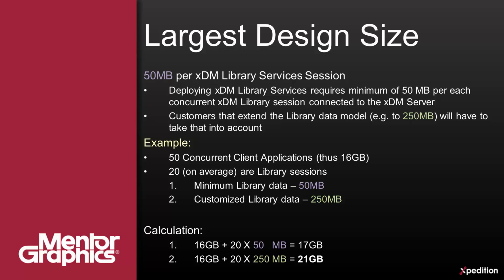Here is an example. Out of 50 concurrent client applications, which require 16 gigabytes according to the table we just saw, on average 20 are concurrent library sessions. In the default use case of 50 megabytes per session, we will end up with 17 GB required. However, for a customer that has 250 MB of library data model, it will sum up to 21 GB.